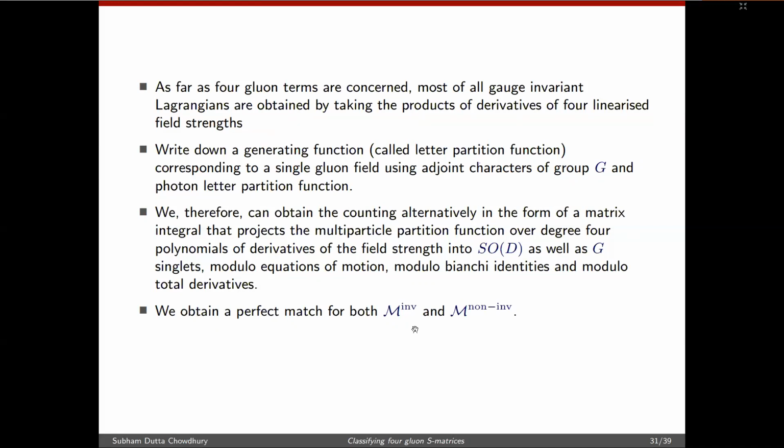And we obtain a perfect match between M invariant and M non-invariant in this group theoretic manner. Is the checking clear? Yeah.